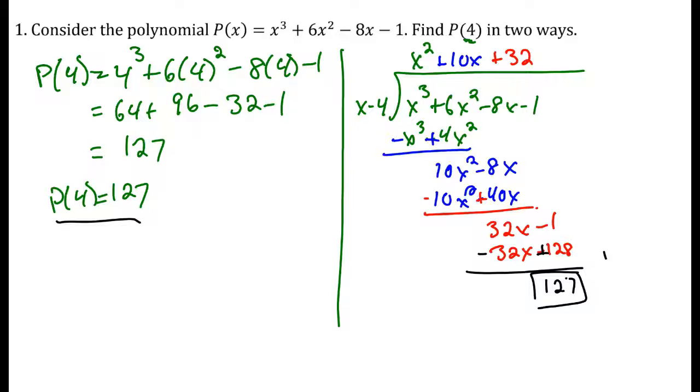So this is the remainder theorem at work, saying if I want to know what P of A is, I divide P by x minus A. The remainder is the function value at that point, A.